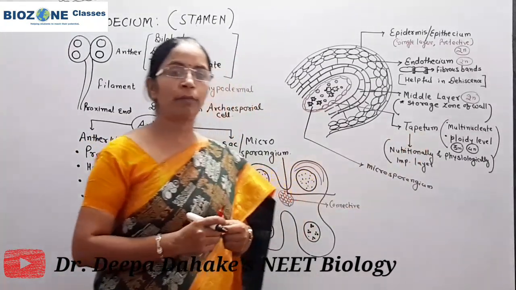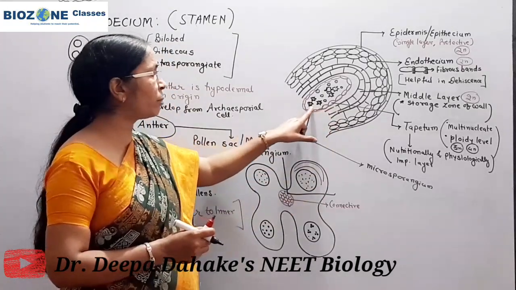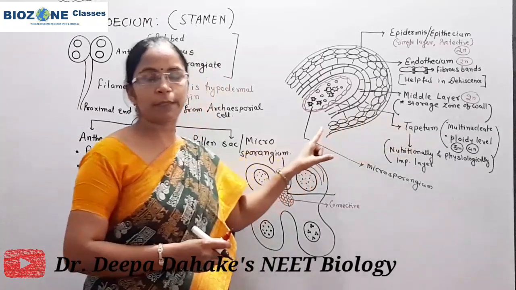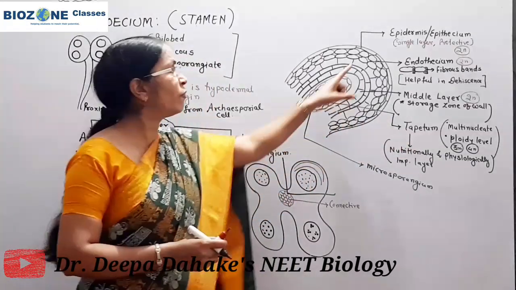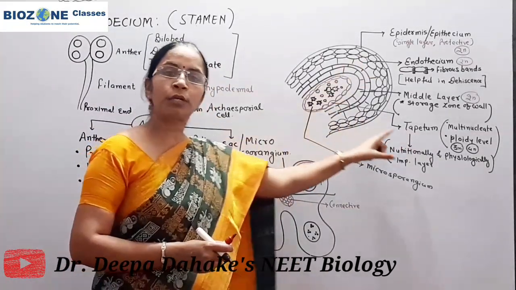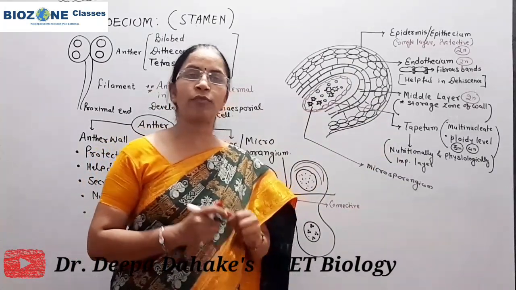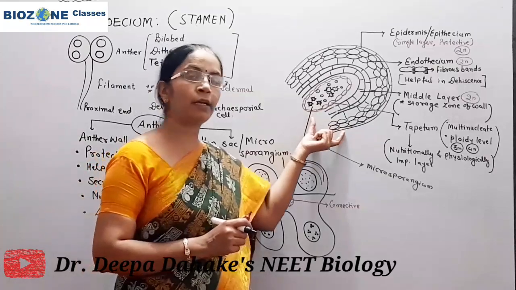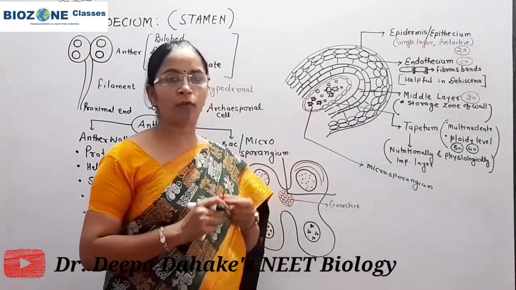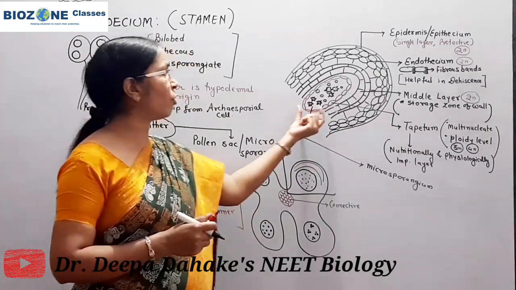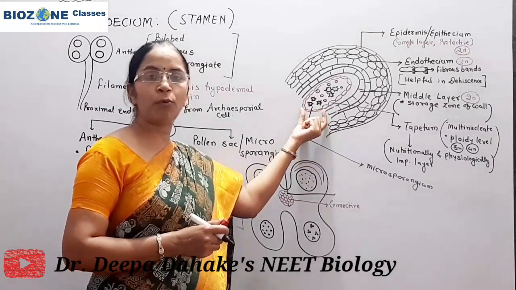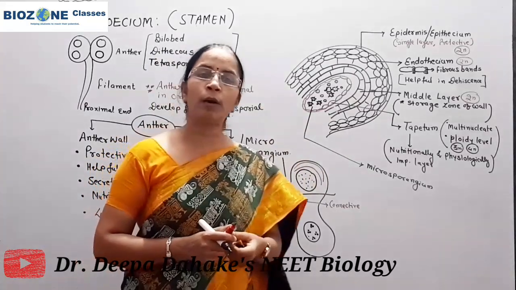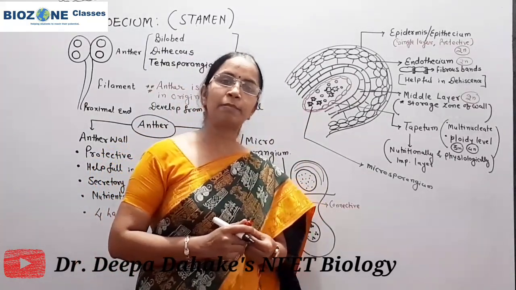If you come from inner to outer, the tapetum is the outermost layer present towards the microsporangium. If you come from outer to inner, the tapetum is the innermost layer of the microsporangium. This is the entire structure of the anther wall, and inside the anther wall, tapetum-bounded microsporangia are present. At each corner one microsporangium is present.